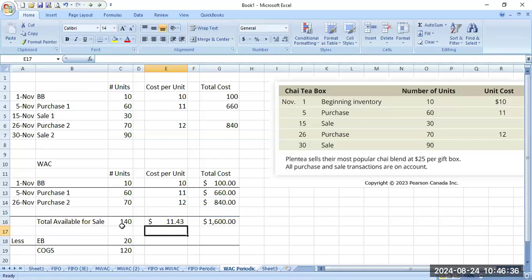And we're going to come up with the average cost per unit, 11.43 in this case. And that will be the cost for our ending inventory and our cost of goods sold. So once we count that we have 20 units available, 11.43 is going to become the cost of our inventory. So our ending inventory here will be equal to 20 times 11.43.